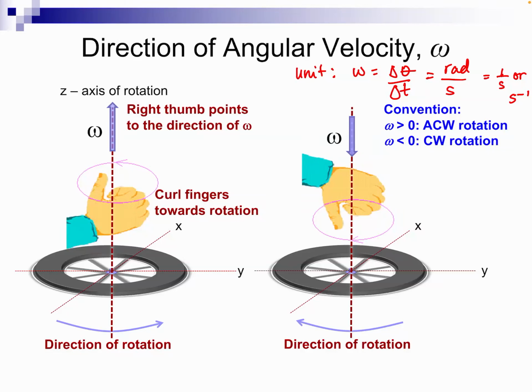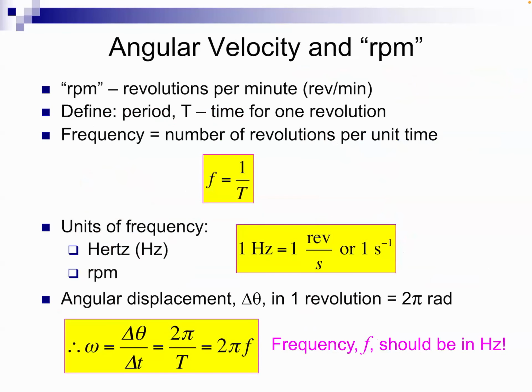There is, though, an alternative unit for angular velocity, which is revolutions per minute, or RPM. I think we encountered RPM when we talked about uniform circular motion before. So RPM means revolutions per minute.